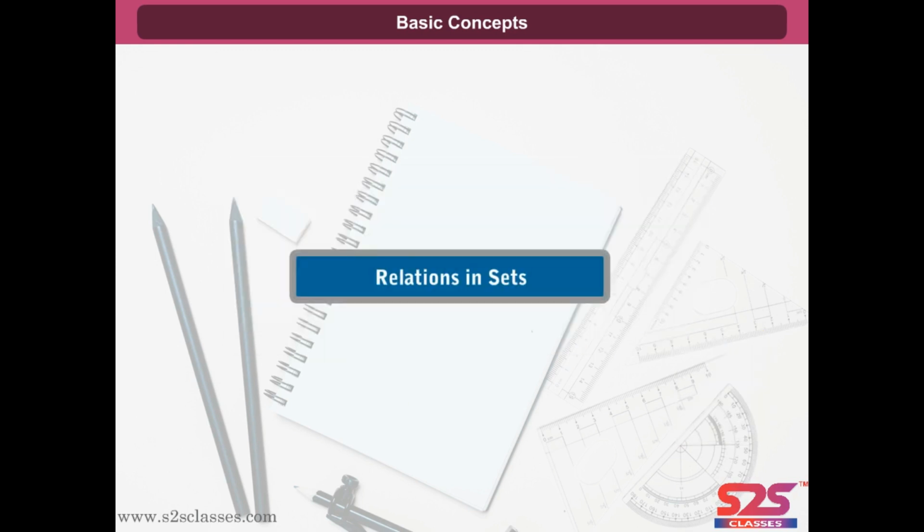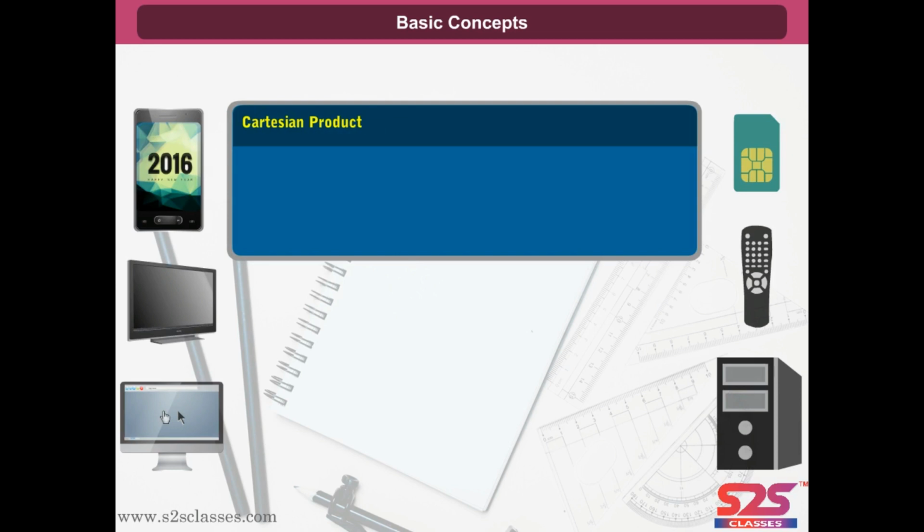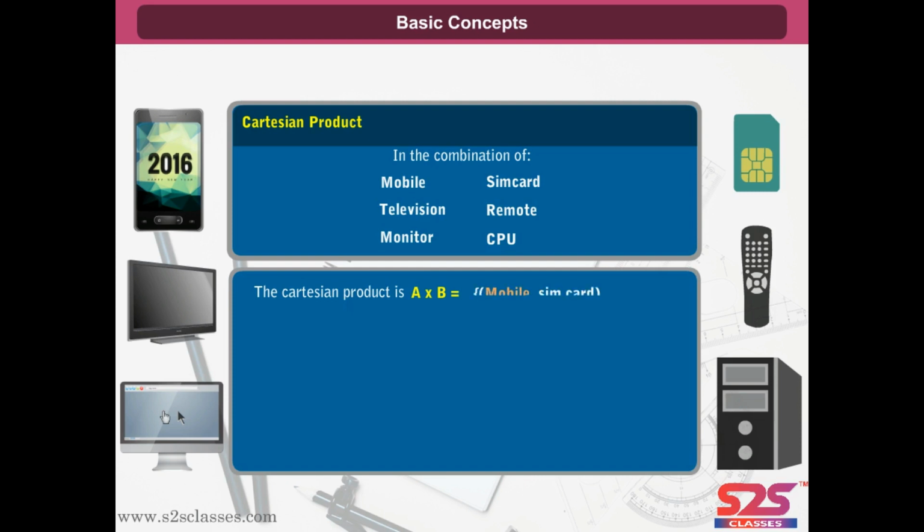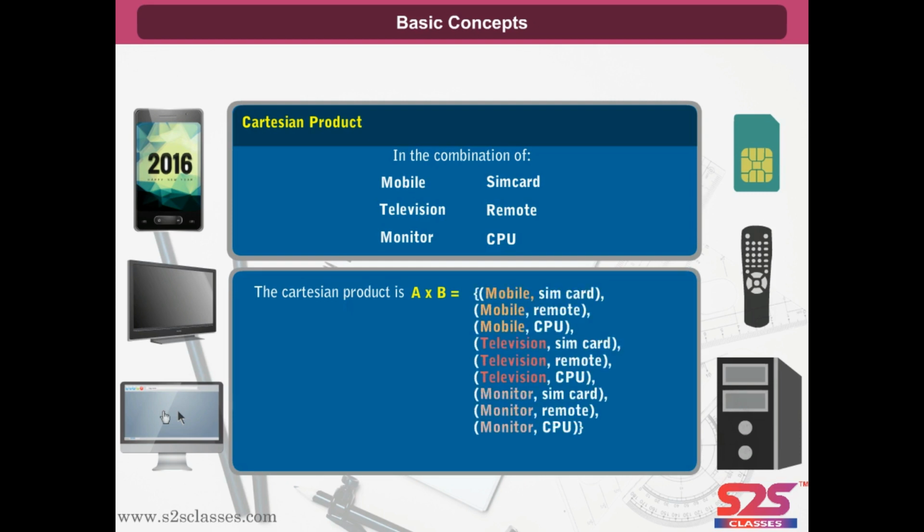We know that a set is a collection of well-defined elements. So, let's study what relations in sets are. For this, we define a term, Cartesian product. In the combination of mobile, SIM card; television, remote; monitor, CPU, the Cartesian product is mobile SIM card, mobile remote, mobile CPU, television SIM card, television remote, television CPU, monitor SIM card, monitor remote, monitor CPU.